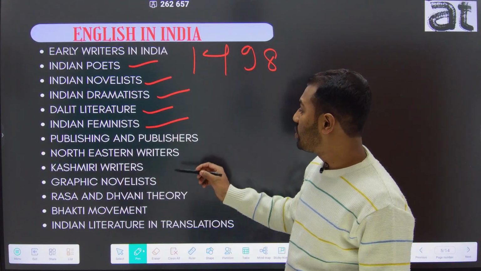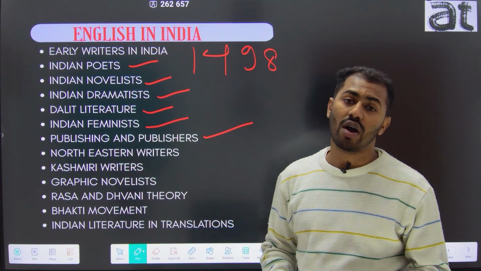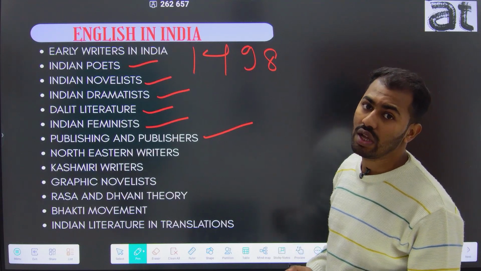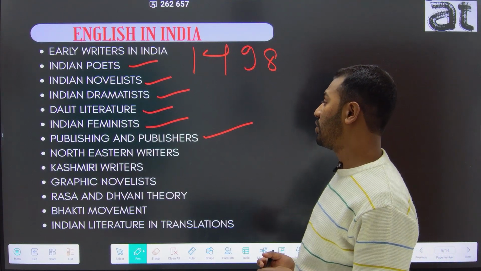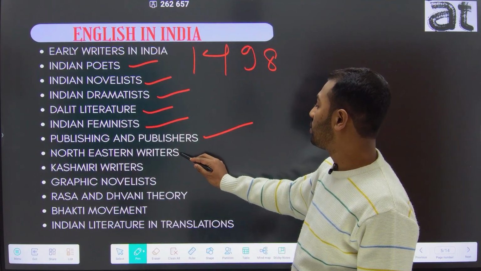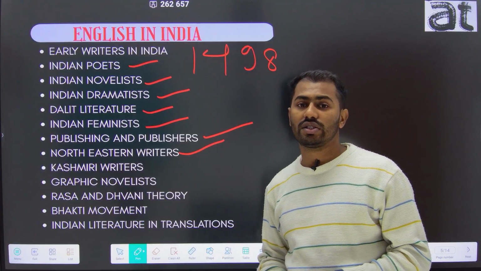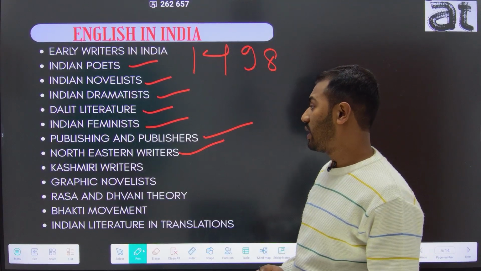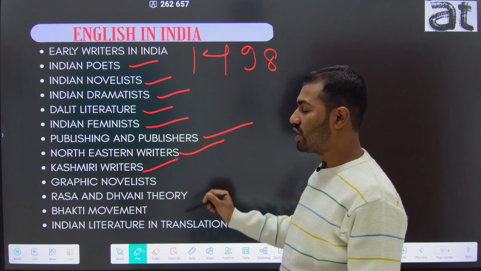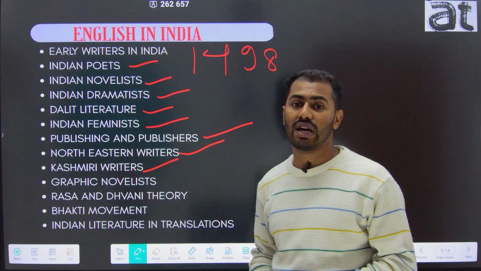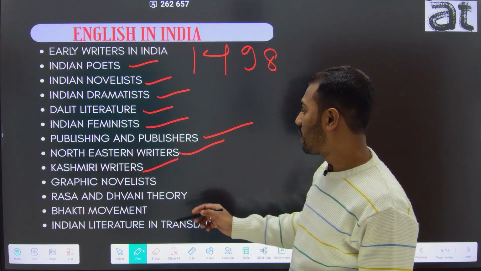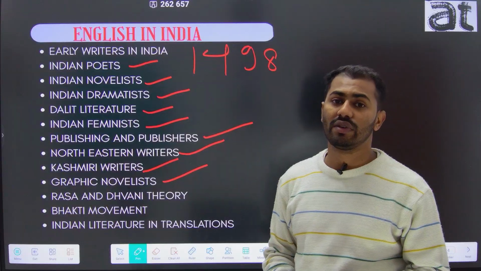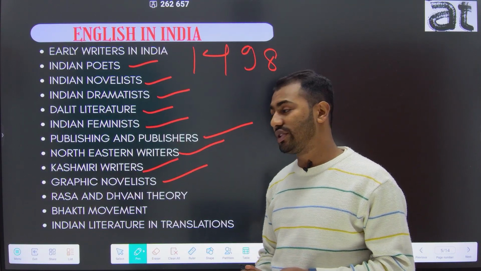And after comes publishing and publishers. What are the different publishing houses which contributed to Indian English literature, and who are the important publishers? They are also important in the English literature exam. Next comes Northeastern literature. In Northeastern literature, you have to read Indira Goswami, Janice Pariat, Temsula Ao, and after that comes Kashmiri writers. In Kashmiri writers, you have to read Malik Sajad, Agha Shahid Ali, and after comes graphic novelists. In graphic novelists, you have to read what are the important graphic novels and who are the important graphic novelists.